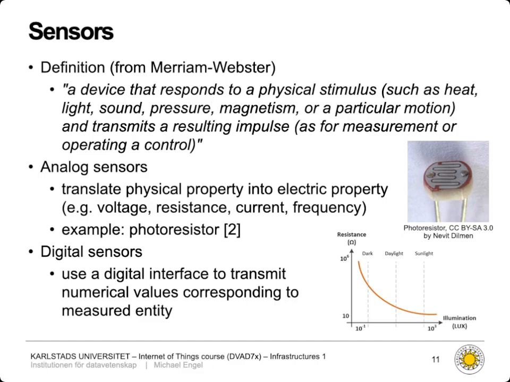So digital sensors also measure a physical property, obviously, but they use a digital interface and internal electronics to transmit numerical values corresponding to the measured entity. And again, you have some diagrams in the datasheet for digital sensors telling you which of the numerical values, like an 8-bit value going from 0 to 255, corresponds to which physical size you're trying to measure.